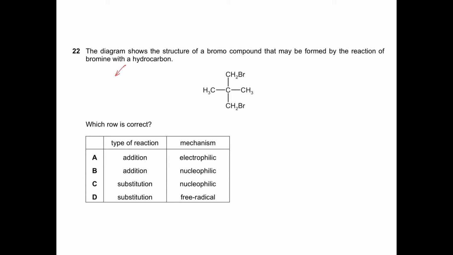So it can be bromine with alkane. It can be bromine with alkene. Okay, so bromine with alkane, of course, this is a free radical substitution. Bromine with alkene is electrophilic addition.